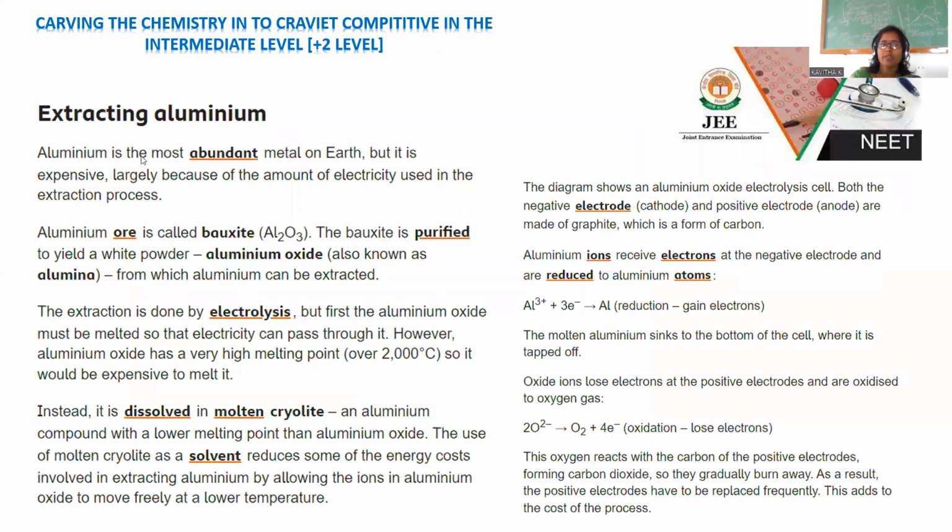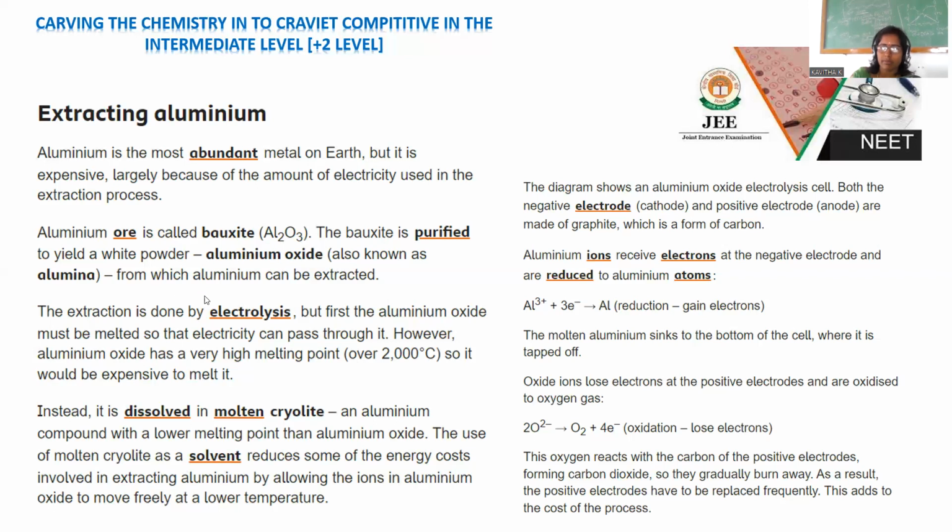Aluminium is the most abundant metal on the earth, and everybody is aware of this. It is mostly extracted by the process of electrochemical extraction. Bauxite ore is Al2O3, purified to aluminium oxide. Alumina will be generated, and from this alumina we can extract the aluminium. The process applied is electrolysis. Aluminium oxide must be melted so that electricity can be passed through it.